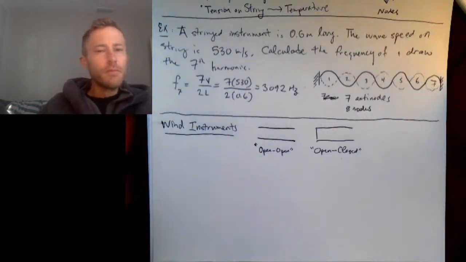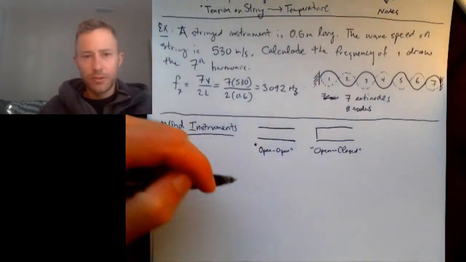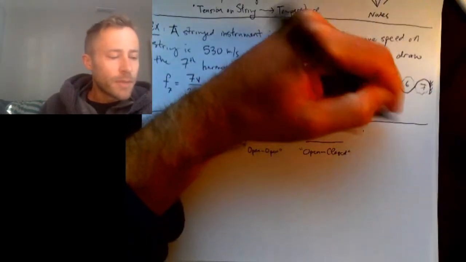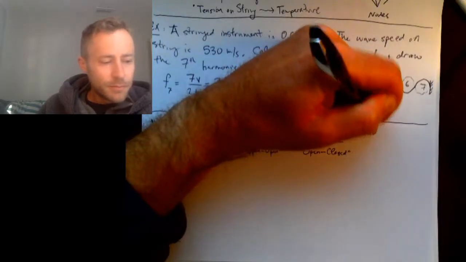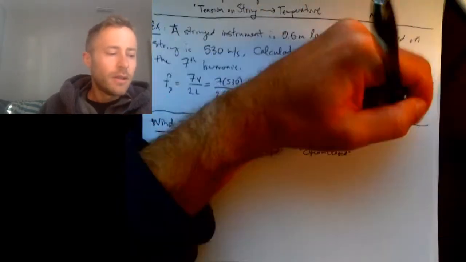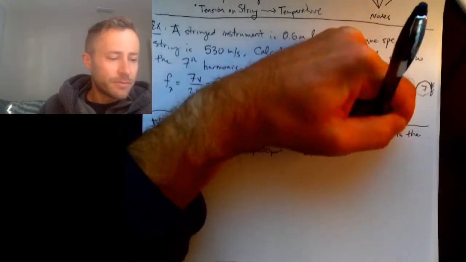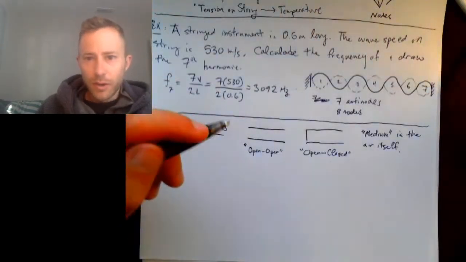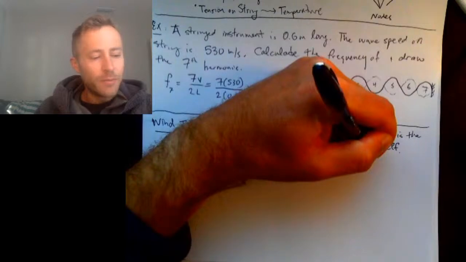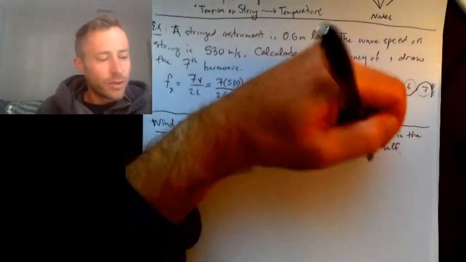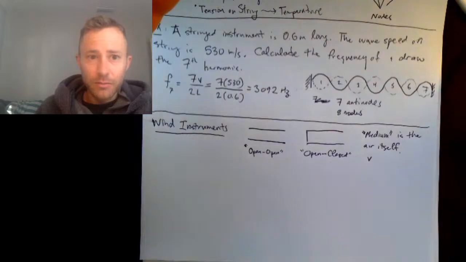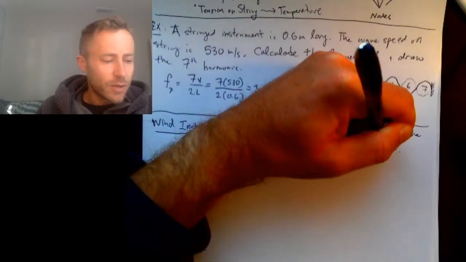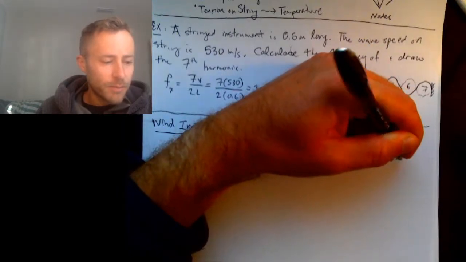So for wind instruments, the medium is the air itself. In other words, the wave speed is going to be the speed of sound, the speed of waves in air, which is around 340 meters per second for air.